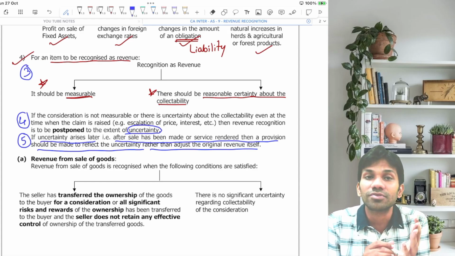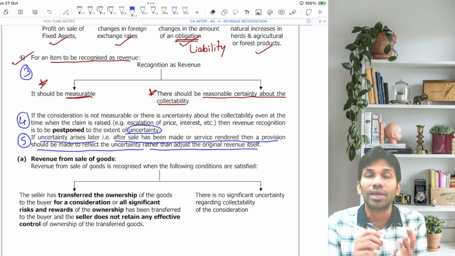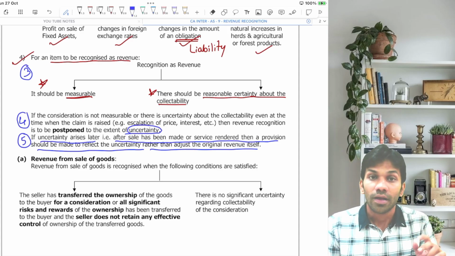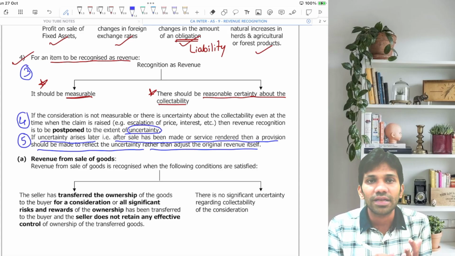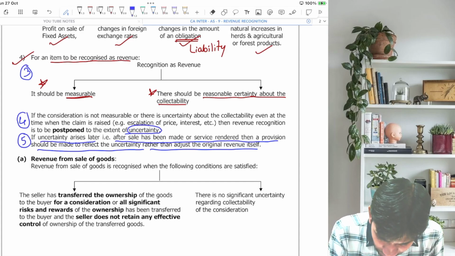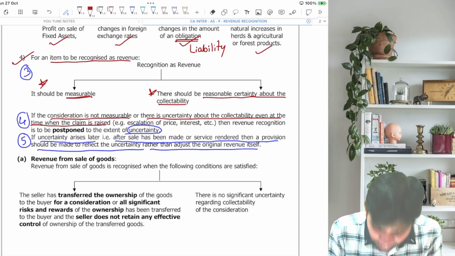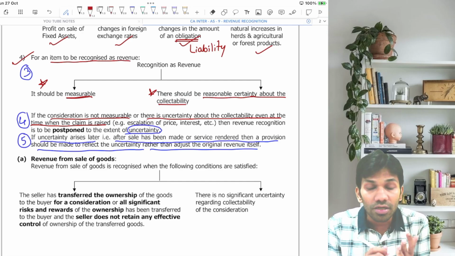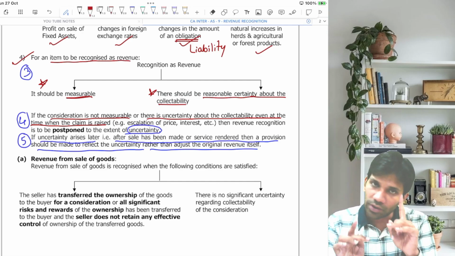First of all, what items are classified as revenue? For any item to be recognized as revenue, it should be measurable and there should be reasonable certainty regarding its collection. Now concentrate on what I am saying. If the revenue is not measurable or there is uncertainty regarding its collection, see what they have written here, or there is uncertainty about its collection even at the time when the claim is raised, then revenue recognition should be postponed to the extent of uncertainty. This is point number 1.